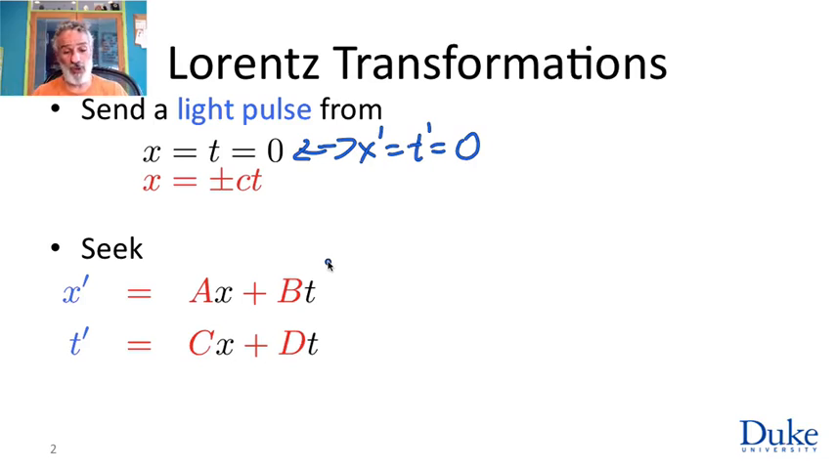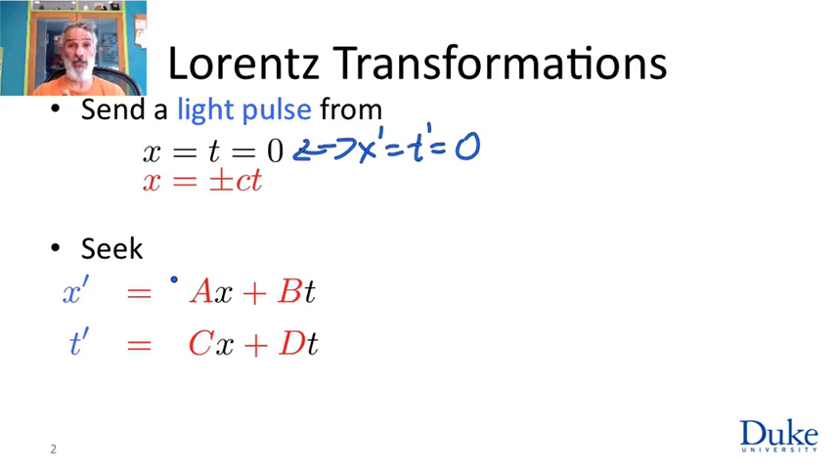But this is not the most general functional dependence that has this property. This is called a linear dependence. I am assuming that x prime is some number times x plus another number times t, and likewise for t prime. The reason I want to do this is because this has the property that straight lines in the xt plane will be transformed into straight lines in the x prime t prime frame. We want this because we want physics to be preserved by these relativistic transformations.